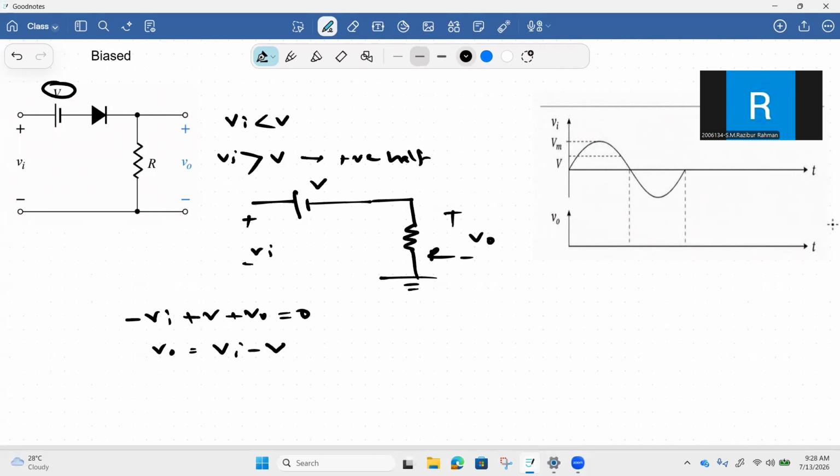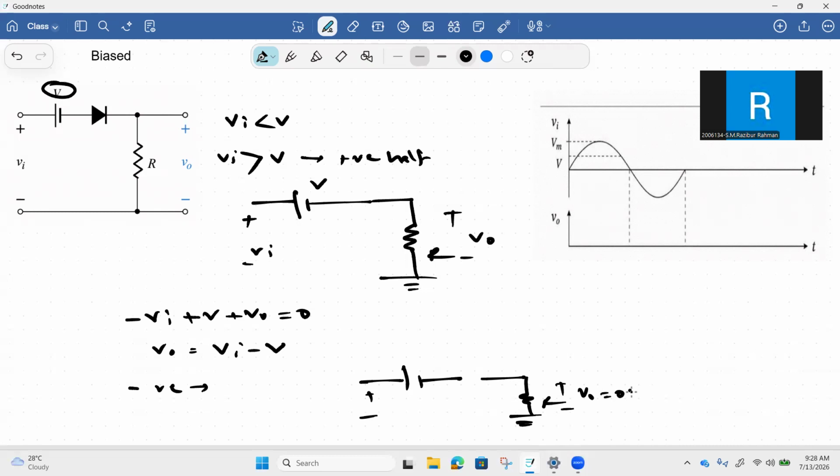Now, during the negative half cycle, the DC voltage source is forcing the diode to be in the reverse bias, and the negative half cycle will ensure that the diode is kept in the reverse bias region. So the negative half cycle equivalent circuit can be represented as this. The diode will act as an open circuit, and we will not get any output voltage here.